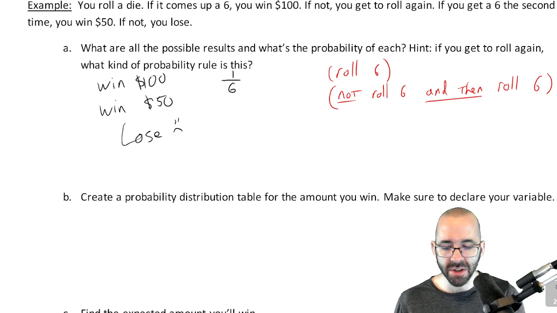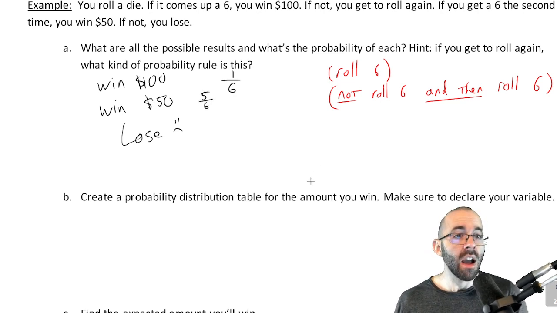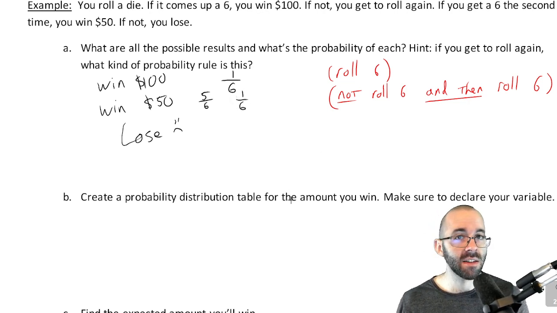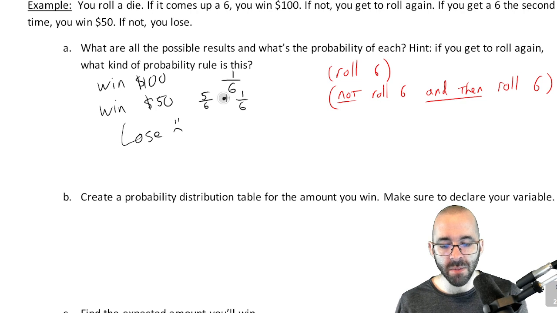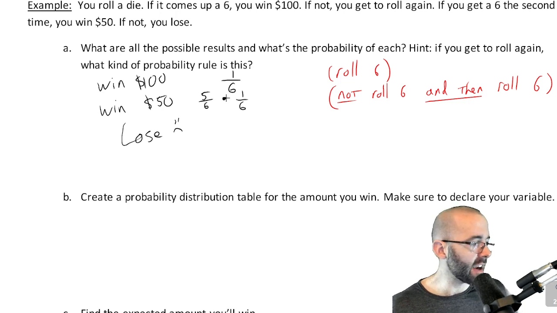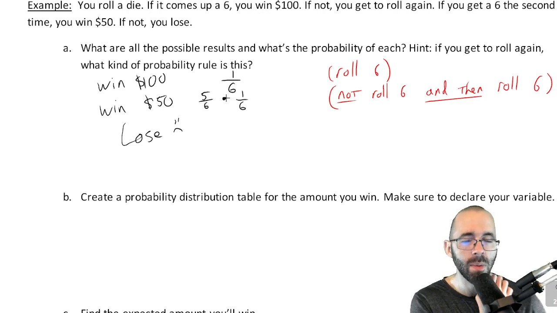So first we have to not roll a 6. That's a 5 out of 6 chance. And then we have to roll a 6. That's a 1 out of 6 chance. We multiply them together because they are independent. Rolling a die at the start doesn't affect the next dice roll. Okay, so we don't have to worry about conditional probability. If they weren't independent, we'd have to use conditional probability.